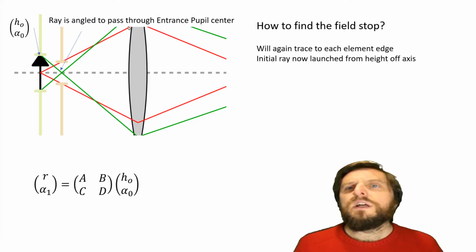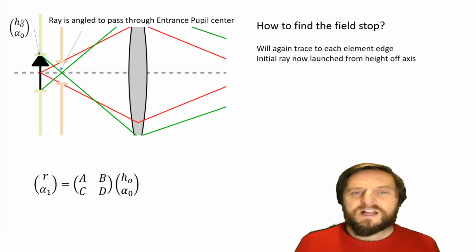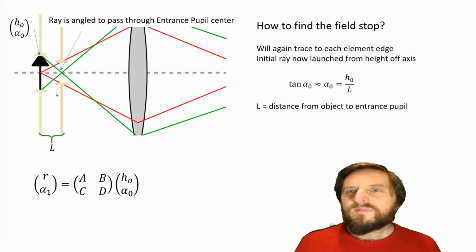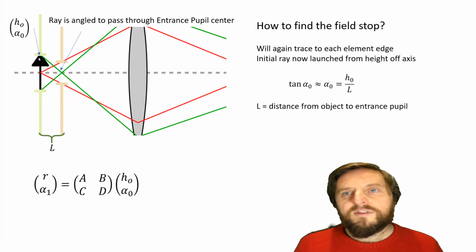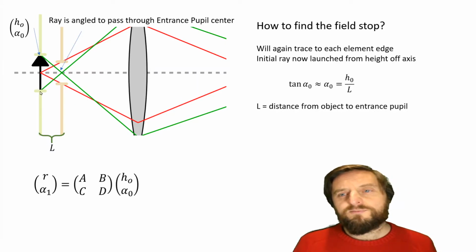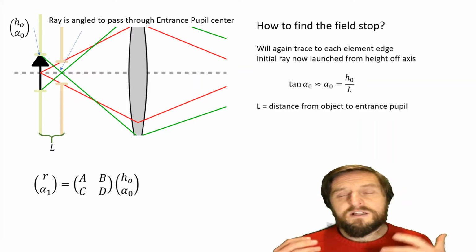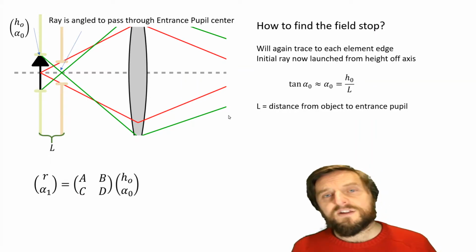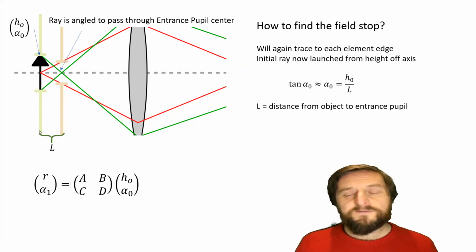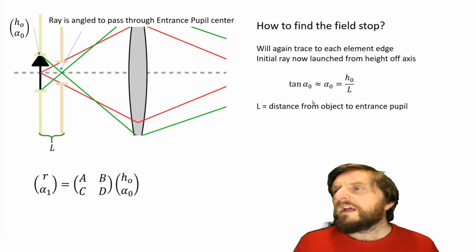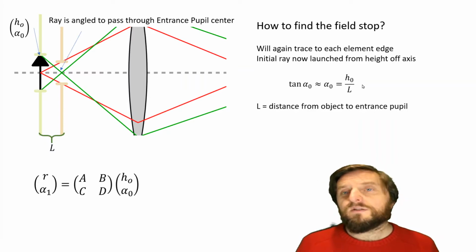of the system. So in order to do that, we can see that this angle, alpha 0, is actually going to be related to this height. And actually the tangent of that angle is going to equal how high up we are divided by how far away the object is from the entrance pupil. And that distance is irrespective of any lenses or anything in between. So if the entrance pupil was the other side of this lens, we'd still just take the distance from the object to the entrance pupil. So because we're using the small angle approximation, alpha 0 equals h0 over L.